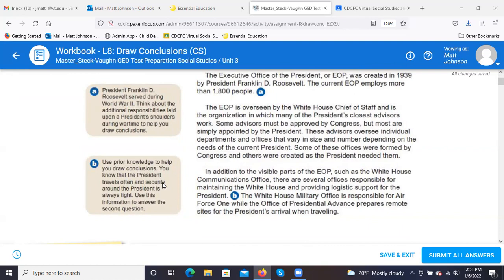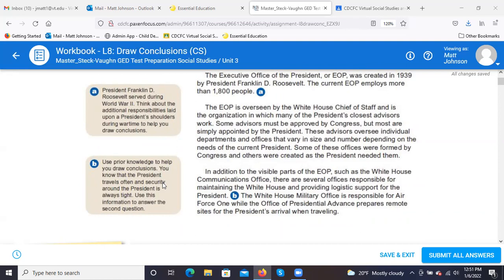So, this all occurred under Roosevelt. Not that there weren't people working in the White House before Roosevelt, but he expanded the role of the president. We talked about things like the New Deal, and he really did expand the power of the executive branch. And in doing so, he needed more people working.